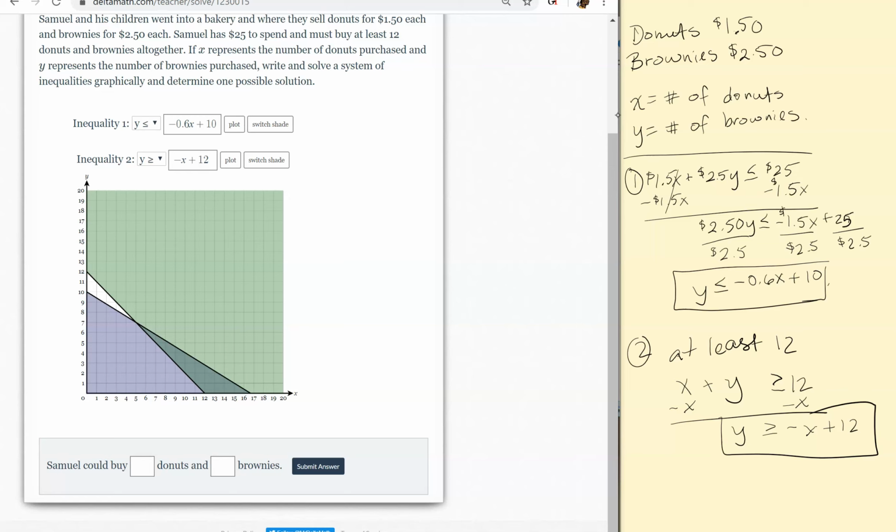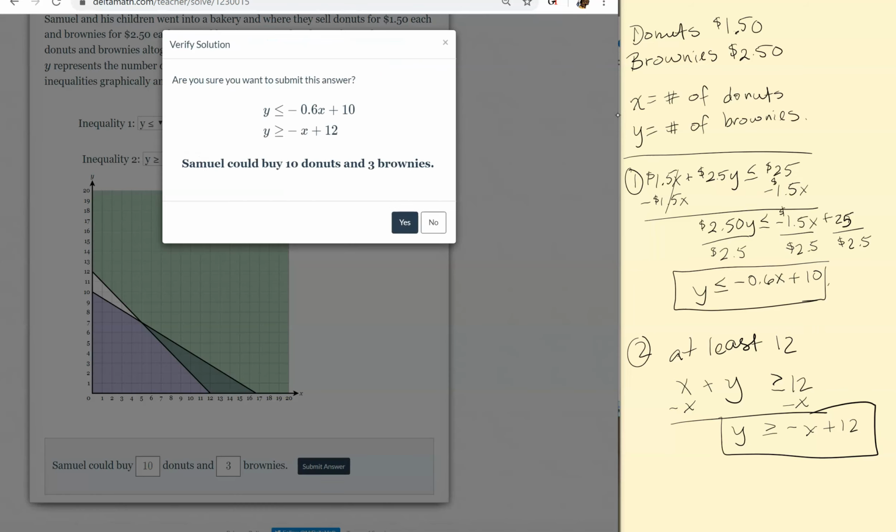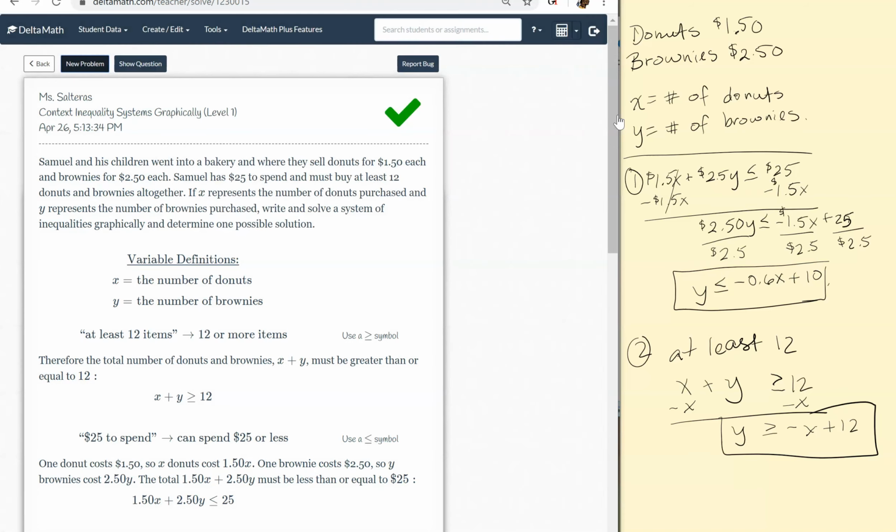I'm going to do one that's right here. I like 10, so 10 donuts, because that's what x represents. Then I move up to my y value that is inside of the darker shaded area, and this point right here would make it (10, 3). That's your y value, so I'm going to put 3, press submit, and then press yes. And there you go.